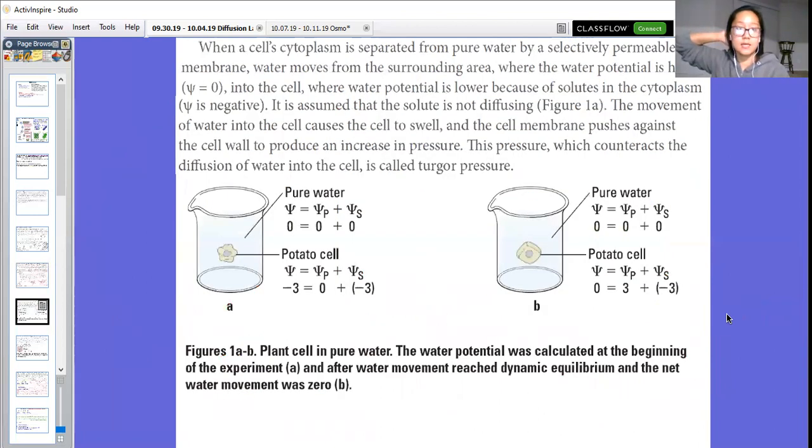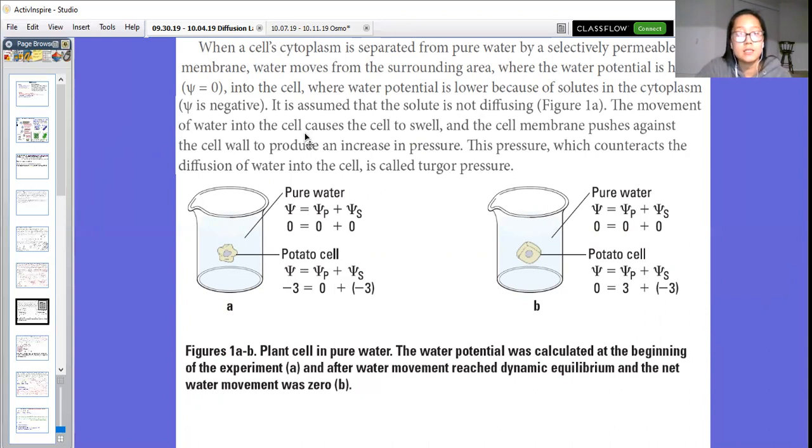So when a cell's cytoplasm is separated from pure water by a selectively permeable membrane, water moves from the surrounding area, where the water potential is higher, into the cell, where the water potential is lower. Because of solutes in the cytoplasm, okay, so concentrations matter. And the thing that is dissolved as a solute also matters. That's why we talked about the ionization constant. It is assumed that the solute is not diffusing. In this membrane, we're going to say that the salt or the sugar is never moving. We'll only say that the water is moving.